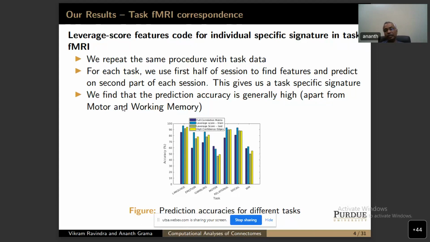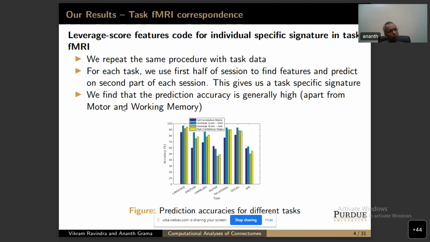So this gives us a task-specific signature, and we find that prediction accuracy is generally very high. There are a couple of tasks, specifically motor and working memory, where we don't have very good accuracy. But for all the other tasks, the accuracies are in the range of 70 to 80, or perhaps even beyond 90%. And what that says is that if you're doing something, I can tell you exactly which parts of your brain are going to light up, and that those parts of the brain are actually invariant across us. In other words, what lights up for you is exactly what lights up for me as well.